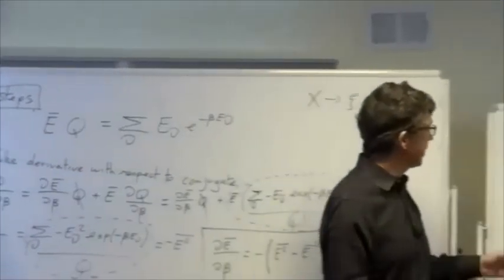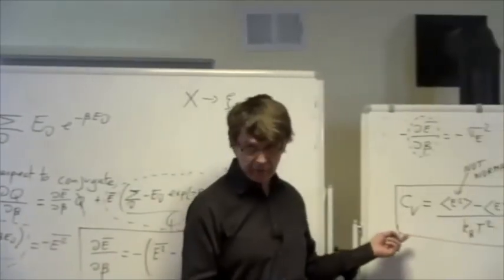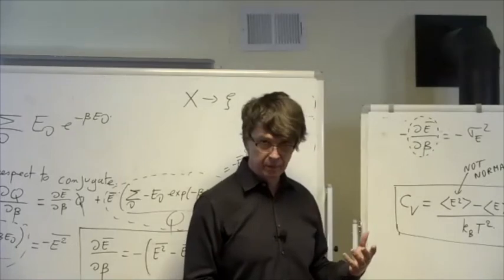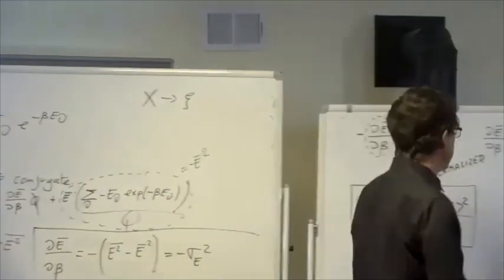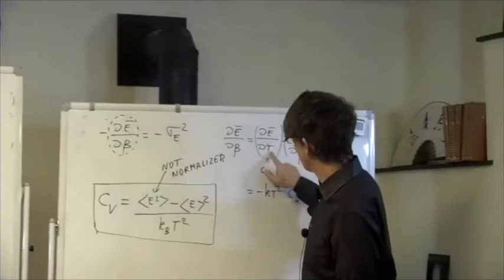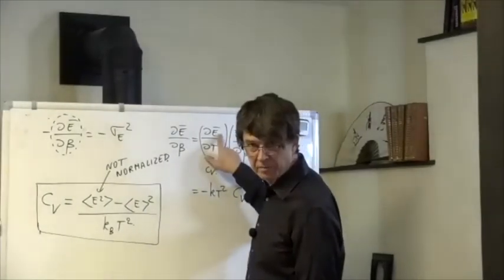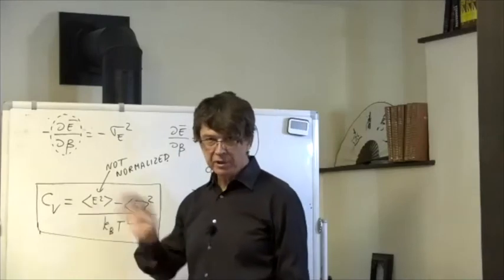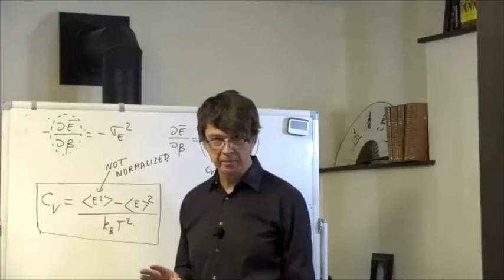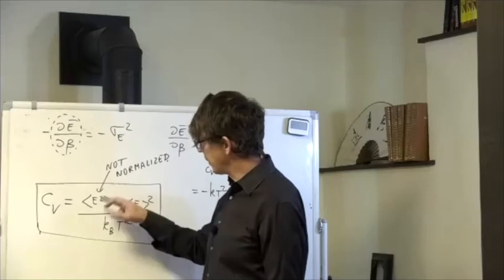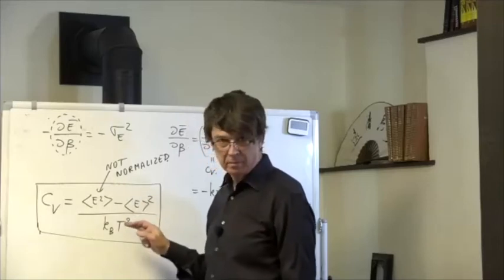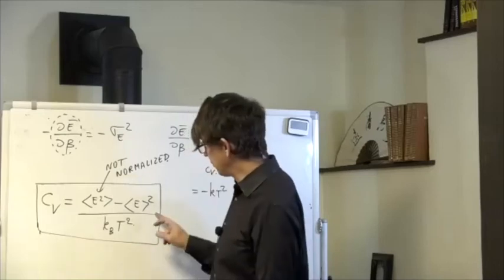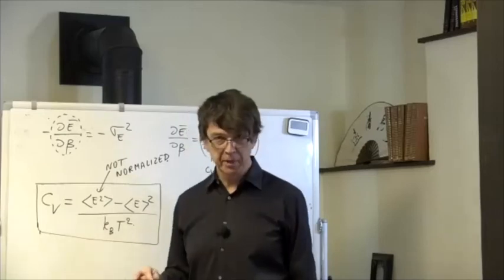if you think about it deeply, what is CV? CV is the response of a system to a perturbation. CV is telling you, if I change the temperature, how much does the energy change? And what I'm telling you here is, I don't need to change the energy to even know that. If I look at the fluctuation of the energy in the isothermal ensemble, this is the fluctuation at constant temperature. It's giving me the answer.